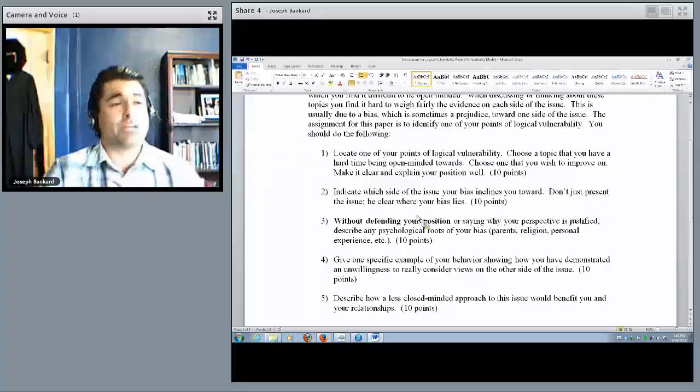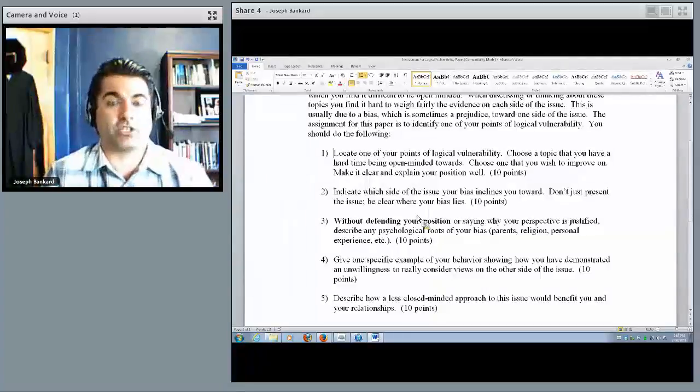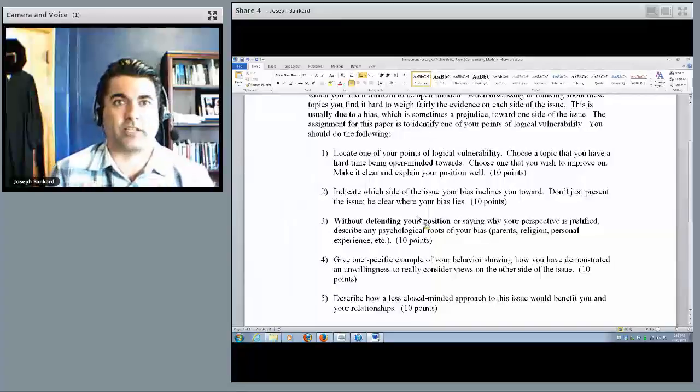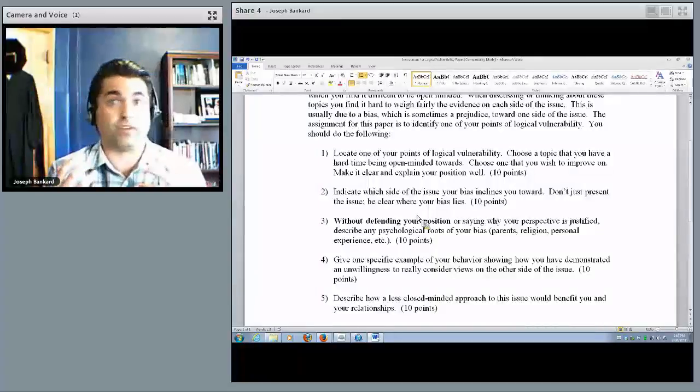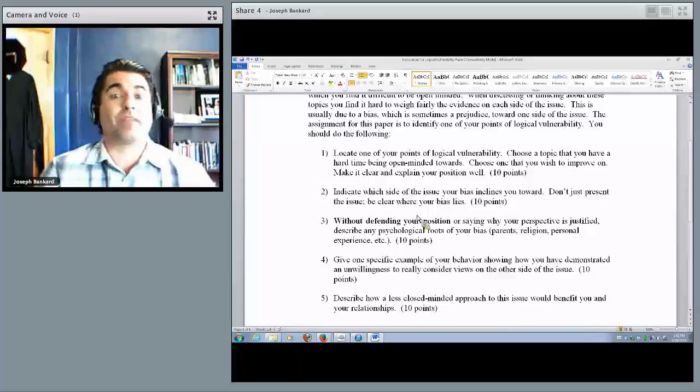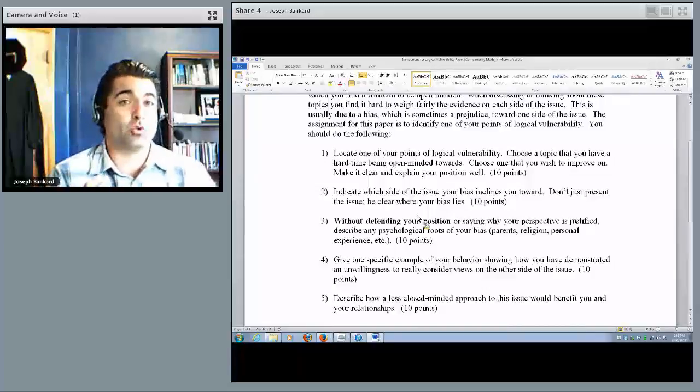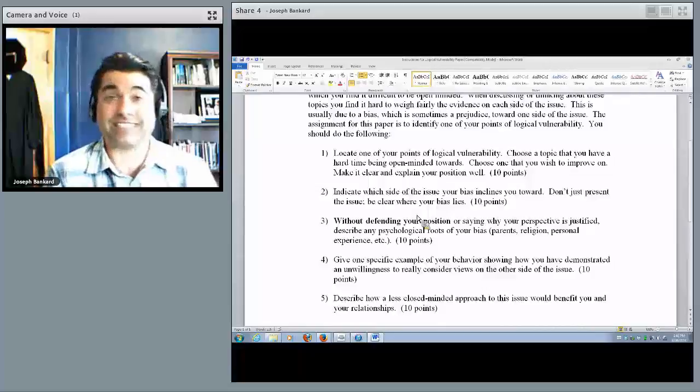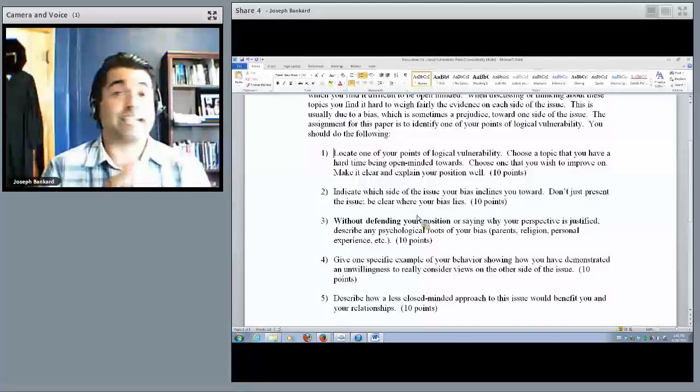So think about those areas in your life, right? It might help to think about what evokes a reaction in you. Like every time homosexuality is brought up, immediately you feel defensive. That might be an indicator that you have a point of logical vulnerability. That's not to say your position's wrong. Saying that there's a logical vulnerability is not saying your conclusion or your view is wrong.